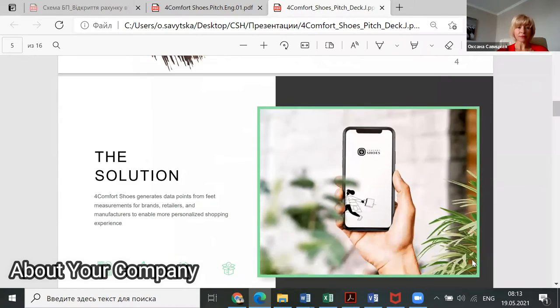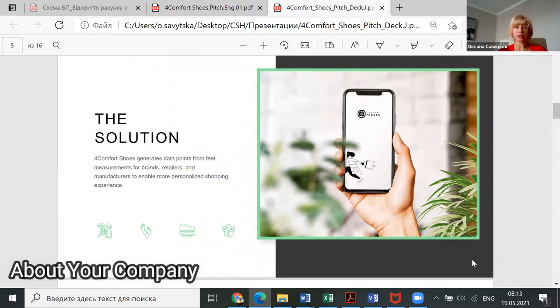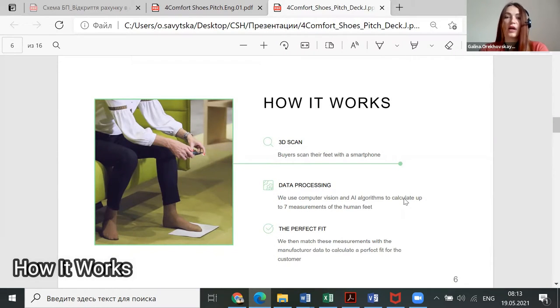Our service is to generate data points from fit measurements for brands, retailers, and manufacturers to enable a more personalized shopping experience. Our service makes a 3D scan of a buyer's feet with a smartphone. Then we process the data from the photo and calculate 7 measurements of the buyer's feet. After that, we match those measurements with the manufacturer's data to calculate the perfect fit for the customer.